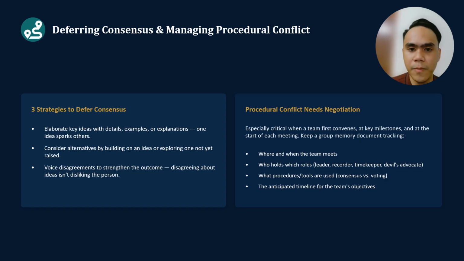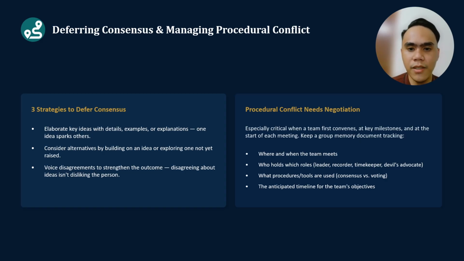So let's go deeper on the substantial conflict first. By engaging in substantial conflict, teams actively work at avoiding hasty consensus, things like jumping on the first idea offered instead of waiting for possibly better alternatives, or making decisions before anyone has a real chance to give input. This topic gives three specific strategies that the team can use to defer consensus deliberately. First is to elaborate key ideas by adding details, examples, or explanations, remembering that one good idea can spark several other good ideas, which gives the team more choices to consider.